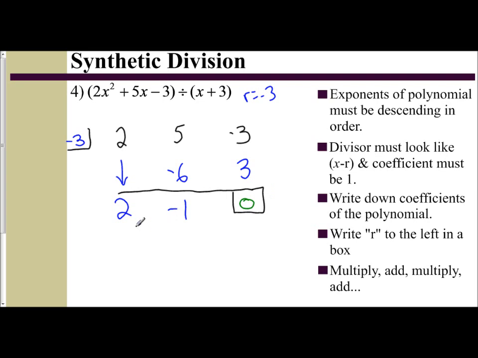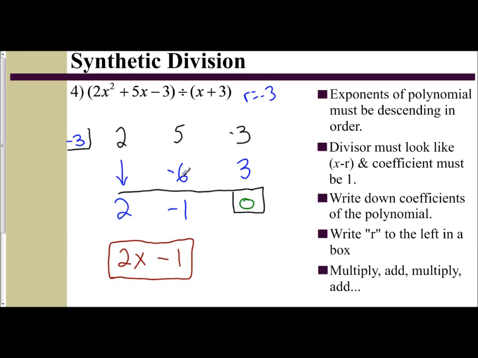I have 2 terms, and so my degree is 1 less. Degree of the first term is 1 less than what I see. So 1 less of 2 is 1, so this 2 belongs to an x to the first power, which is just x, minus 1. Since the remainder is 0, I don't have to take it into consideration. And so the answer when I divide 2x squared plus 5x minus 3 by the binomial x plus 3 is 2x minus 1.